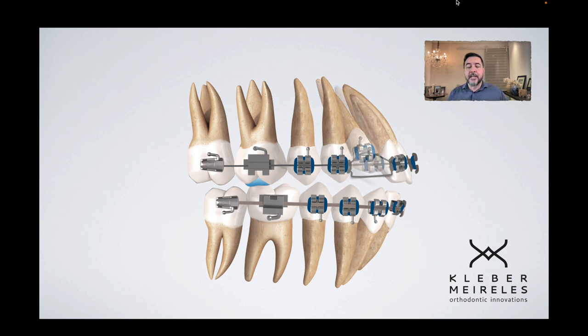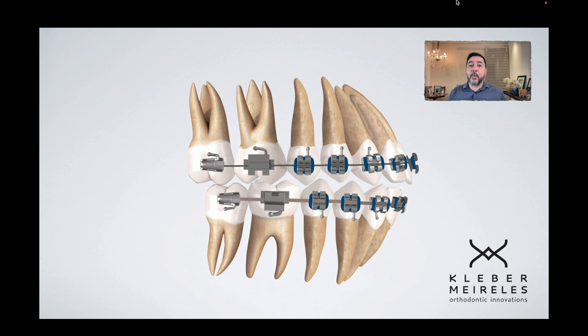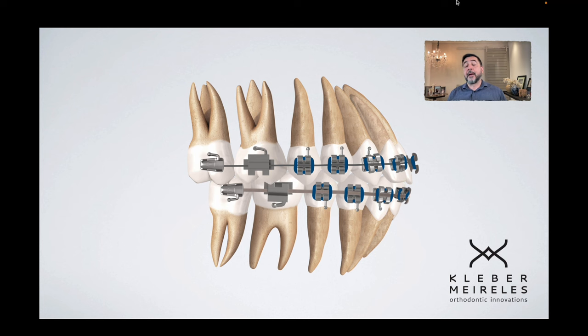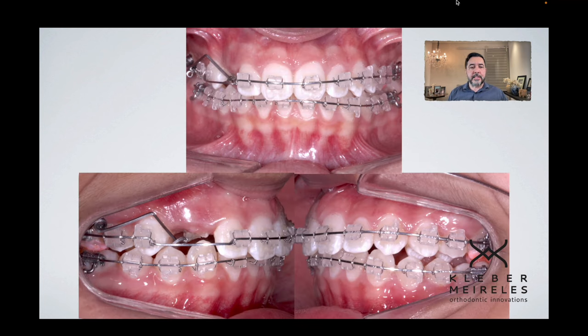Here we have it. And after a while, we'll need to deal with the inclination of the crown of the canine that came from palatal to buccal, and now we have a different inclination, the torque of the canine compared to the other canine. And now we need to deal with that. So here it is, the case. First moment with the cantilever doing the traction.